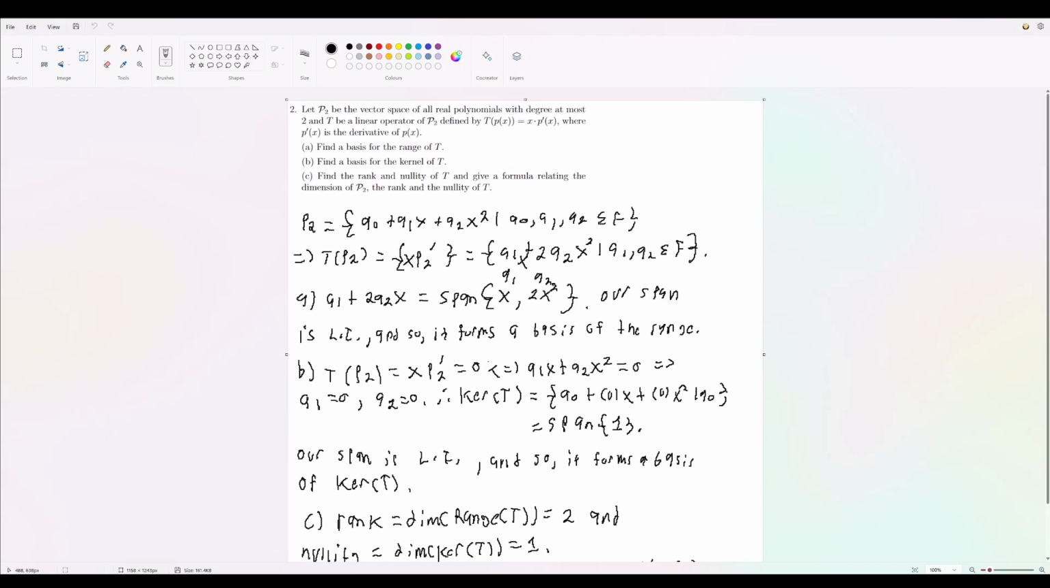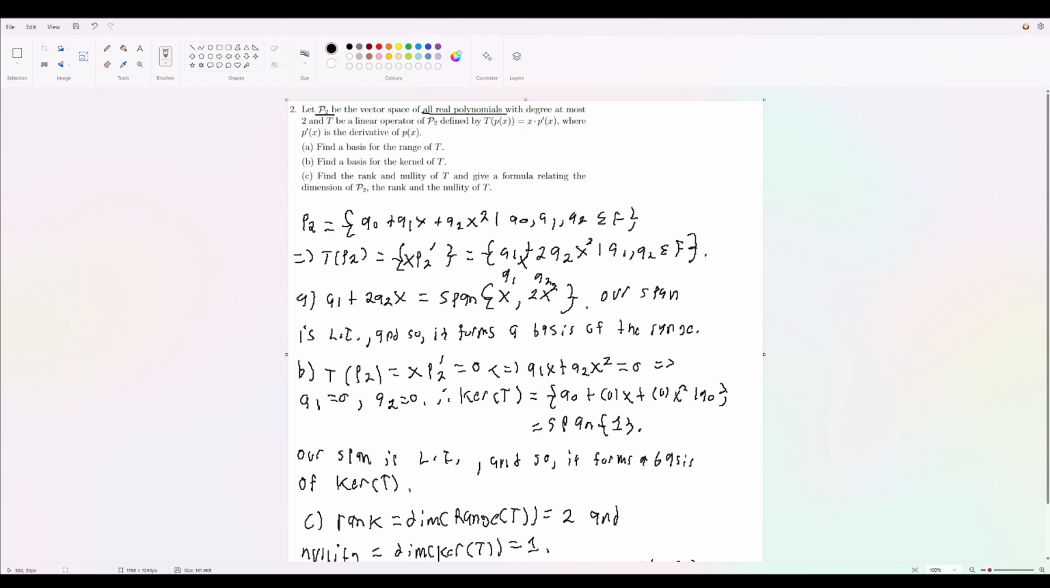Okay, what is 2? Let P2 be the vector space of all real polynomials with degree at most 2, and T be a linear operator of P2 defined by T(p)(x) equals x times the derivative of p, where p' is the derivative. Okay, they just said it again. Anyways, to start this, we're going to want to define some P2 polynomial, right? Because this is what the question is wondering about.